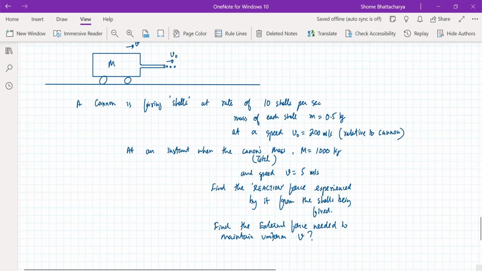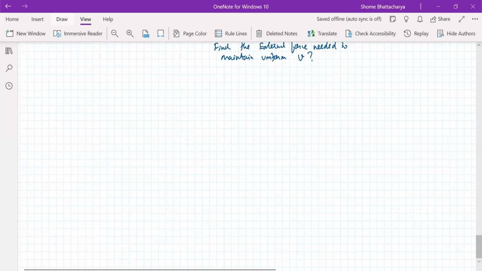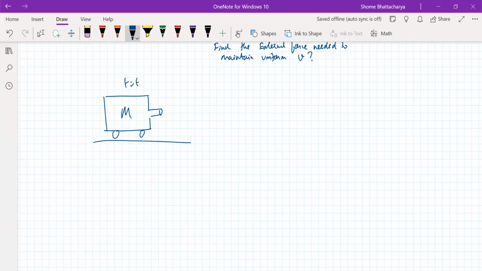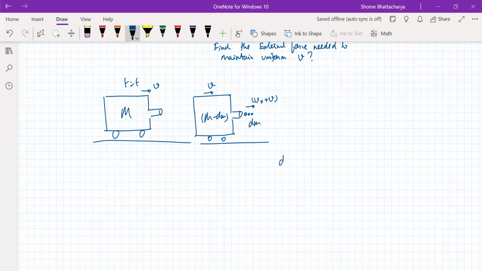Okay, so let's understand this way. If you compare the situation, at some time t, let's say the instantaneous mass is m, and this is moving at a velocity v. Now at some time dt later, a certain amount of mass has got ejected out, and in the ground frame, this has come out with a velocity v plus v naught. This dm mass which has come out is equal to the number of shells per unit time, n, into the mass of each shell, small m, into time dt.